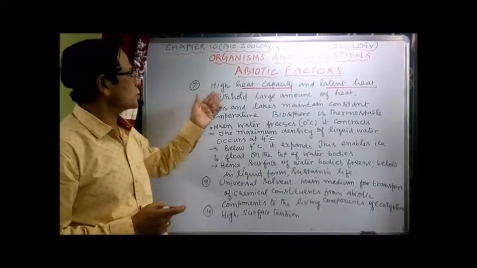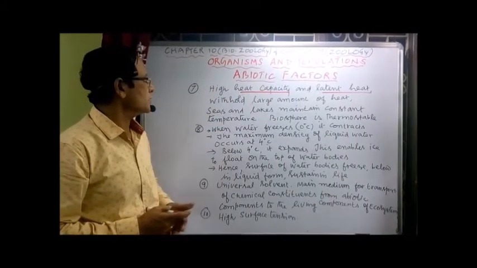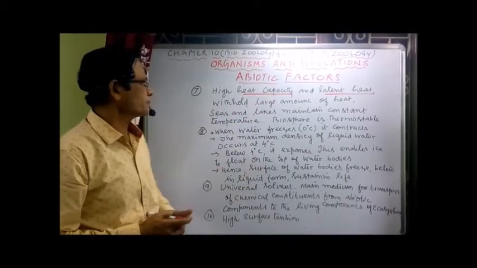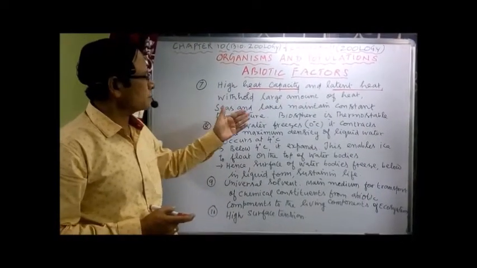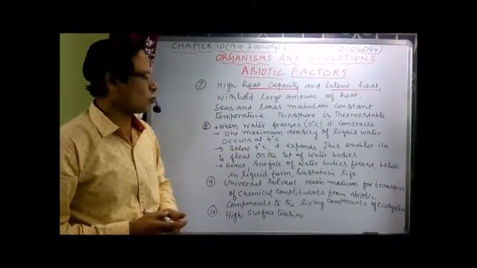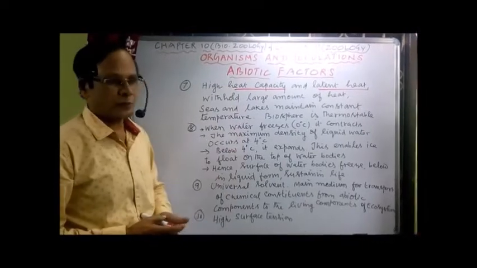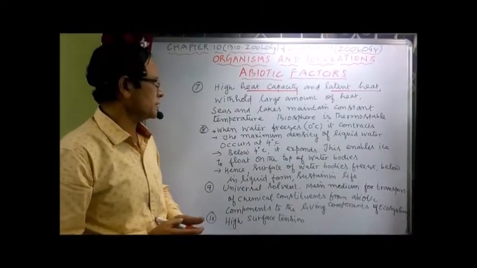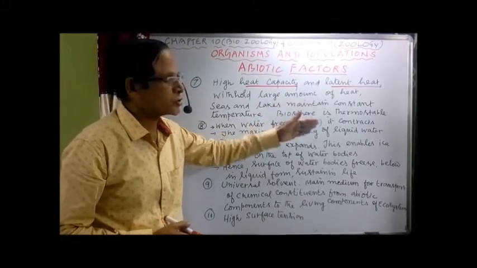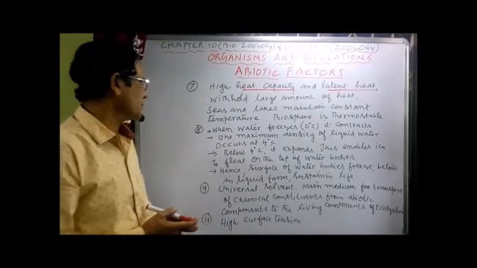Now other properties of water. Water has high heat capacity and latent heat, due to which it holds a large amount of heat. The seas and lakes maintain a constant temperature because of the heat retaining capacity of water. Because of this heat holding capacity, the entire biosphere is thermostable, not exhibiting greater changes in temperature.